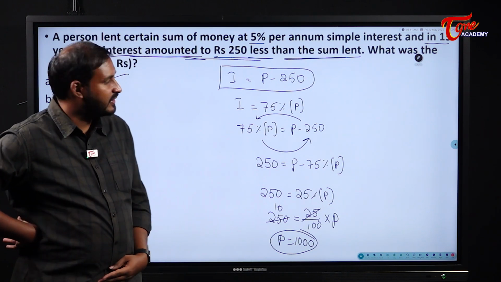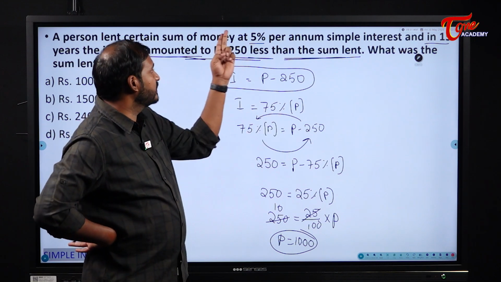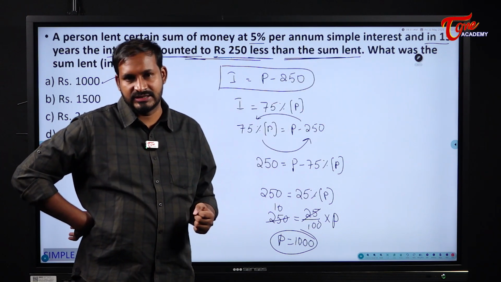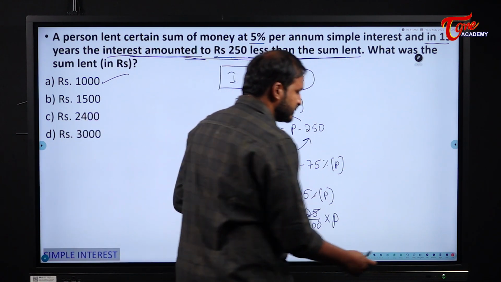Is it clear for everyone? Why have I taken interest as 75% of P? Because here the rate of interest is 5% and duration is 15 years. 15 5s are 75. Understood? Right. We will move to the next one.